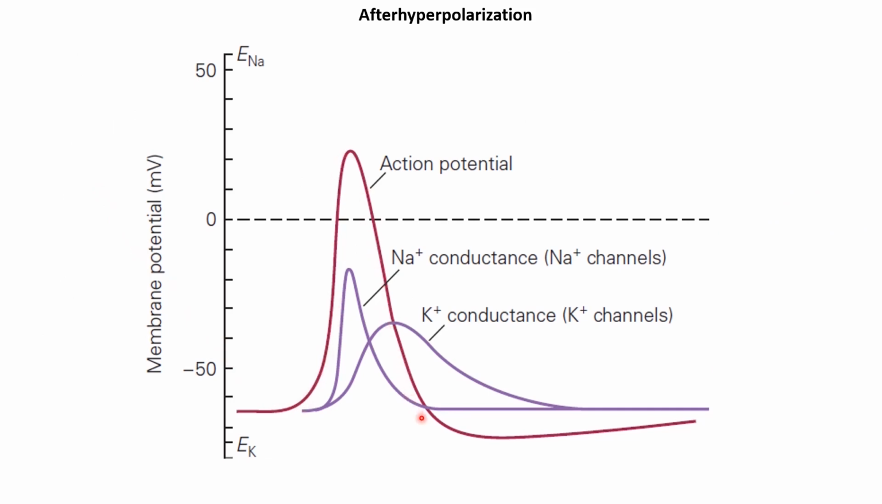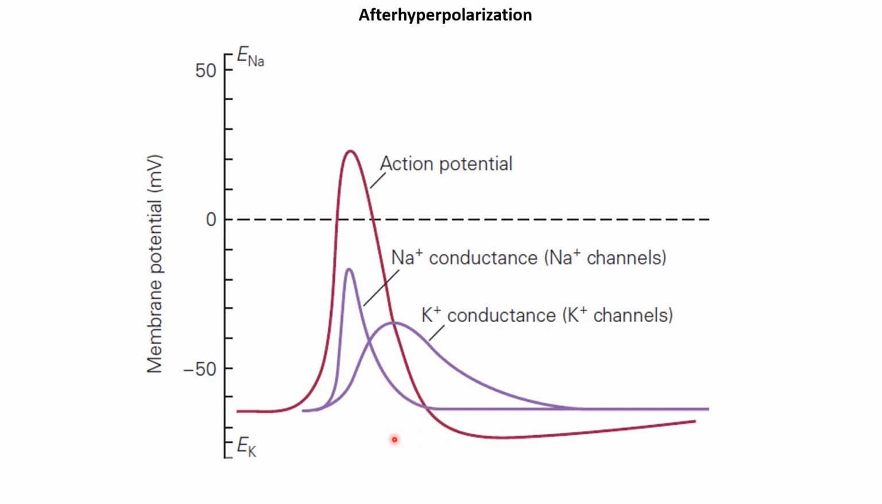But if we look carefully at the shape, we notice one more interesting phenomenon, which is that the membrane potential actually goes below where it had started. The value of the voltage here is lower than the starting point. This additional hyperpolarization that we are seeing after an action potential is called the after hyperpolarization. Can you guess what the reason for this after hyperpolarization might be?